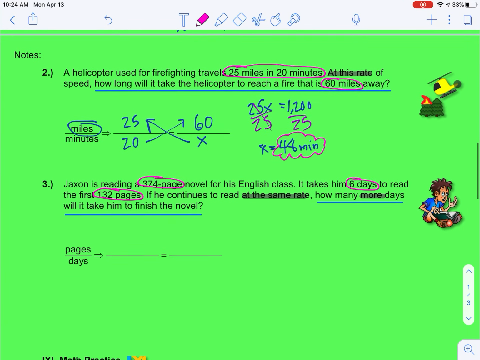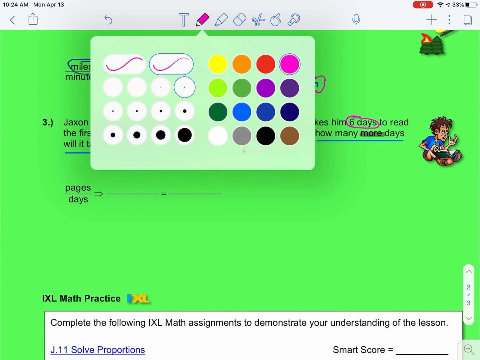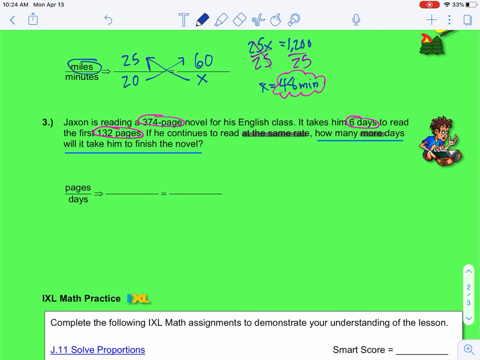All right, last problem. Number 3. Jackson is reading a 374-page novel for his English class. It takes him 6 days to read the first 132 pages. If he continues to read at the same rate, how many more days will it take him to finish the novel? You might notice right away that this is actually going to be a 2-step problem, so there's a couple different ways that we can solve this. I'm just going to do one of them.